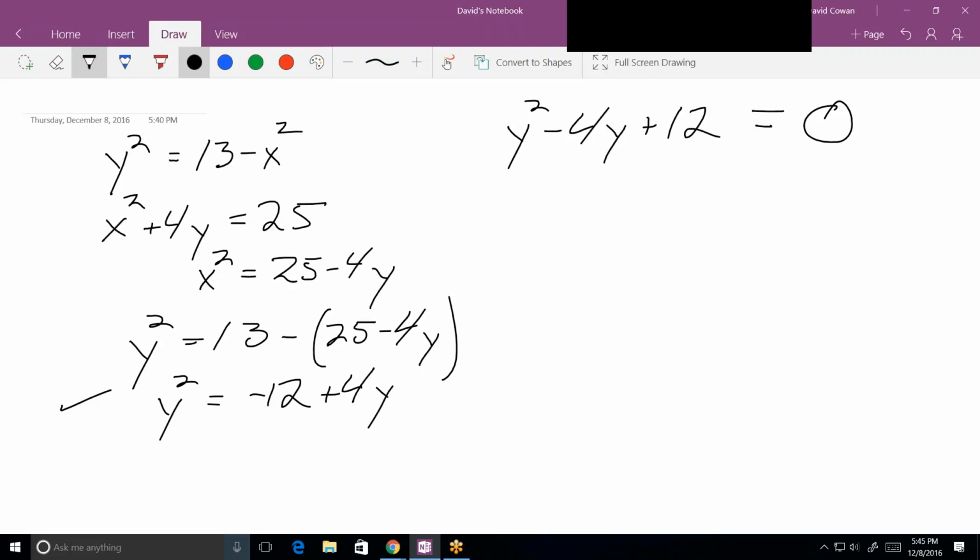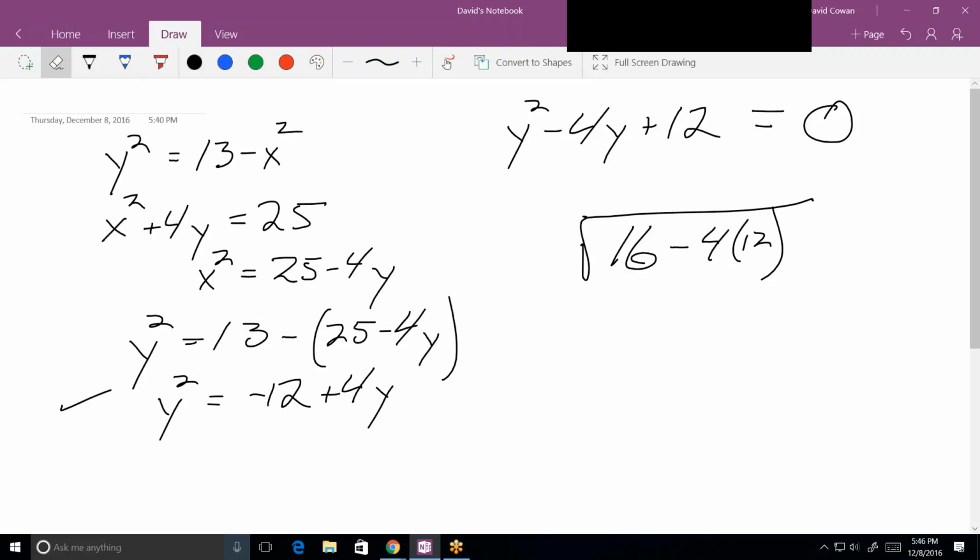If I remove the parentheses, I got 13 minus 25 plus 4y, which is minus 12 plus 4y, which when you move everything over to the y squared, you end up with this. And not only is that not factorable, but if we examine the discriminant, it's 16 minus 4AC, that's going to be a negative number. We don't even have real solutions. So, do you think this one could be no solution?